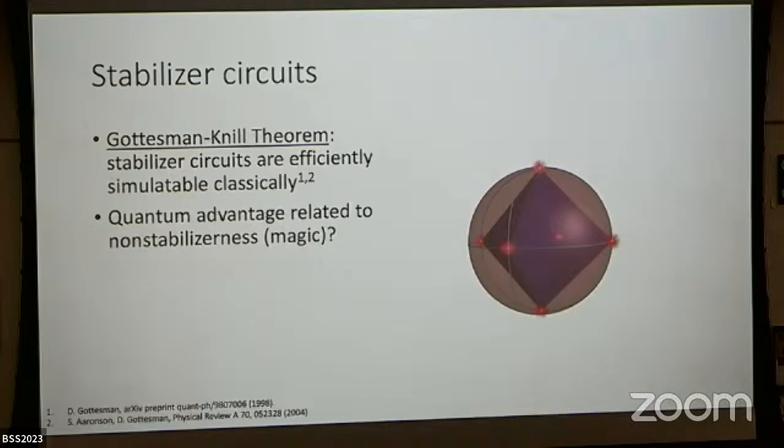And there's one thing that we know about stabilizer circuits. We know that they're efficiently simulatable classically. This has been proven. So you can simulate these Clifford circuits in polynomial time. You can use Cliffords and make highly entangled states, right? But we can still simulate it classically. And so the question is, what role does non-stabilizerness play in the simulability of a circuit?